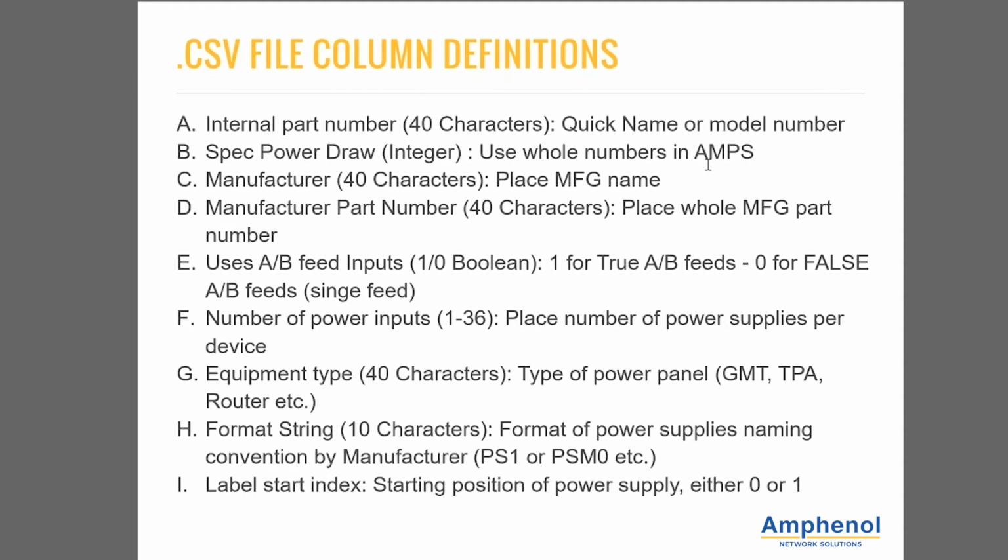Uses A and B feed inputs. So this is Boolean language. So 1 for true if you're using both A and B, or if you're only using A or B, you would select 0 for false.